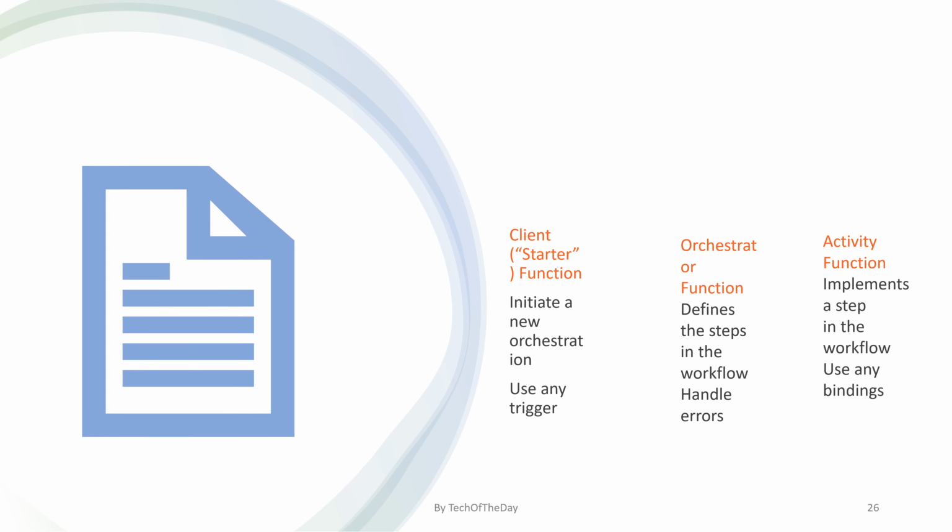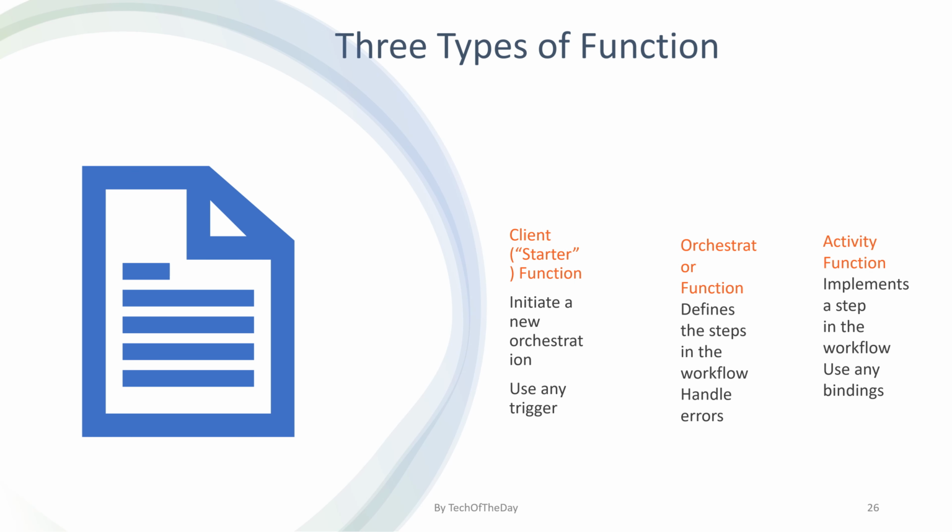So the programming model consists of three types of functions. First is the client or starter function. This is an Azure function that starts a new orchestration. It can use any of the Azure function triggers we have already looked at.